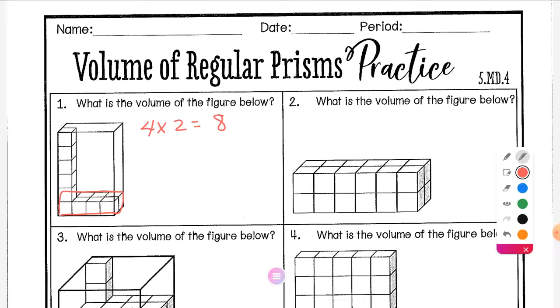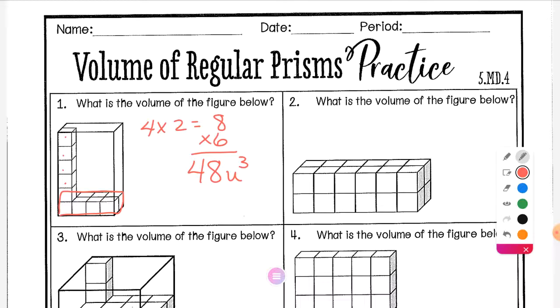How many layers are there? Lily? What'd you say? I think you were right. I just couldn't hear you. 2. How many layers of 8 are there going up? 1, 2, 3, 4, 5, 6. So there's 6 layers of 8. 8 times 6 is 48 cubic units.